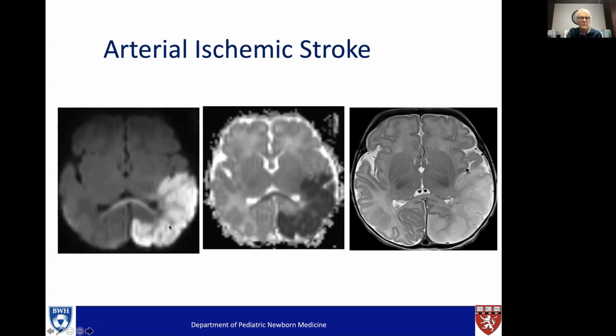And you can see here the prominent regional abnormality in this distribution on the posterior area for the diffusion weighted imaging, the apparent diffusion coefficient. And you can see the amount of cortical swelling that's occurring with the loss of the cortical ribbon on the T2. And this imaging was undertaken 4 days after the infant presented with seizures.